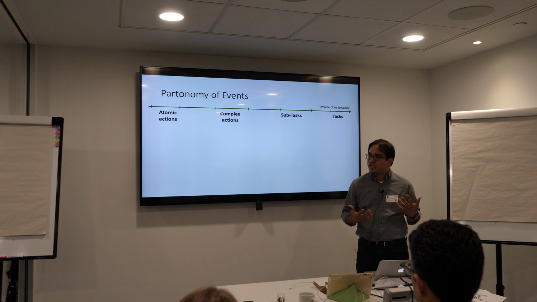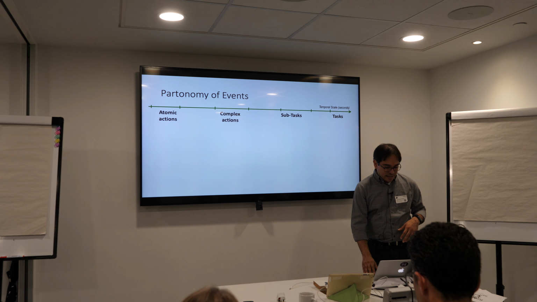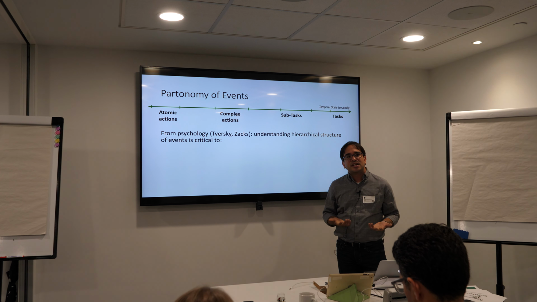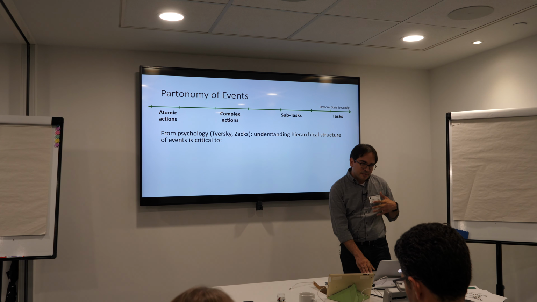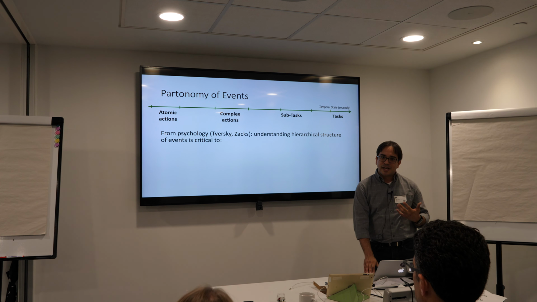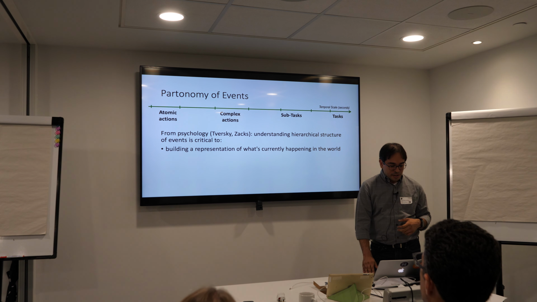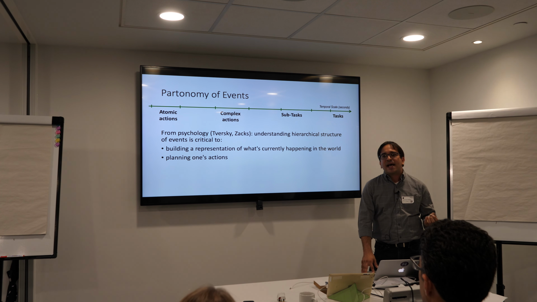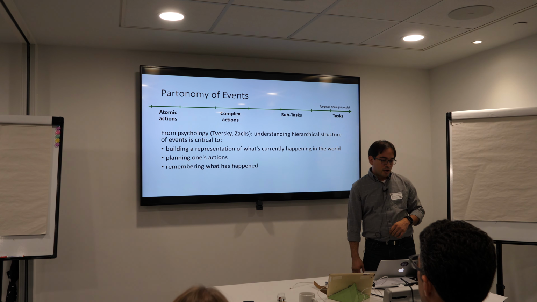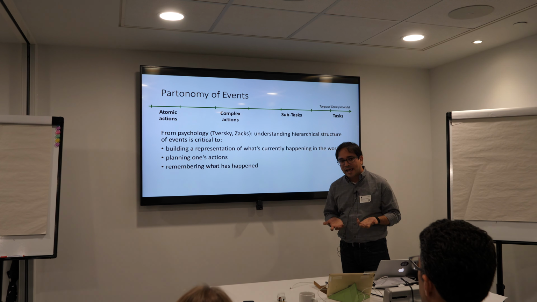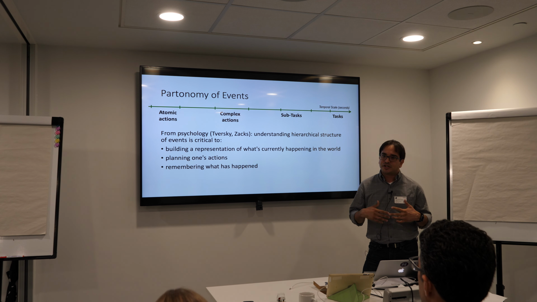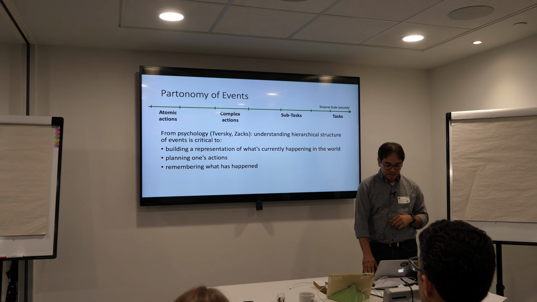Do we need to care about the composition of events into subcomponents? And you know, we heard from Jeff earlier today, I think there is a lot of interesting insights of what we can get from human event perception. And it seems like for human event perception, such understanding of the hierarchical structure of events is critical for building representations of what we see, what's happening in the world. It's also critical for planning one's actions, but also remembering, as we saw a lot of the memory work earlier, what has happened. So I think there is a case to be made for computer vision systems that need to understand events to be able to parse this hierarchy and understand events with such a hierarchical context.